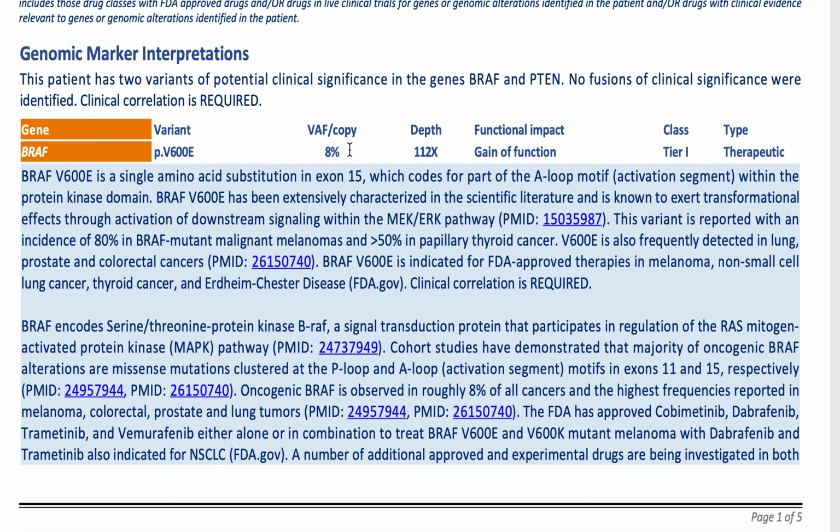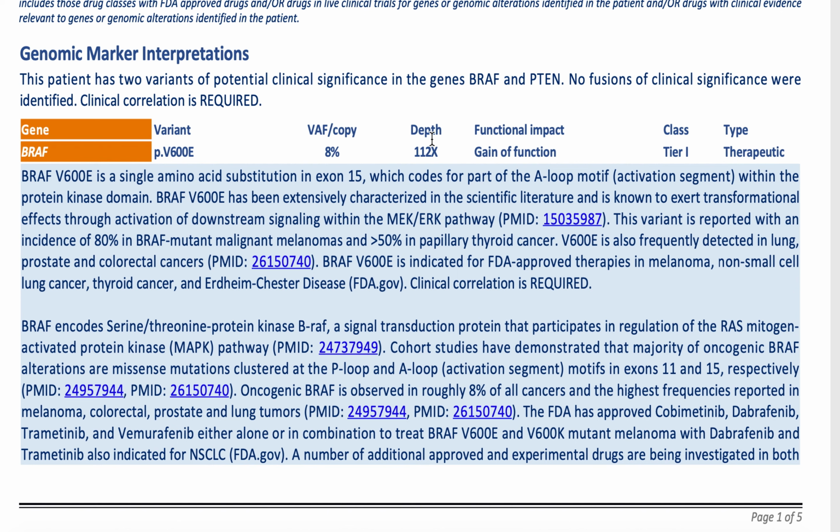Had the VAF been 50% or greater, this could indicate that all of the tumor cells have one variant copy and could potentially suggest that the variant is present in the patient's germline. This would need to be confirmed using germline genetic testing. Remember, a person is a diploid organism and has 2 copies of every gene in their somatic cells. So a VAF of 50% indicates that 1 copy of the gene in each cell is a variant copy.